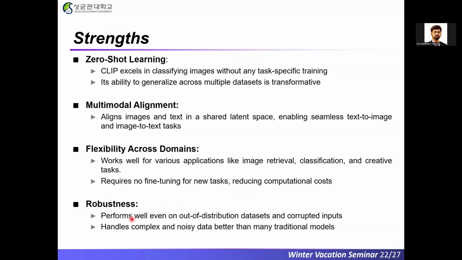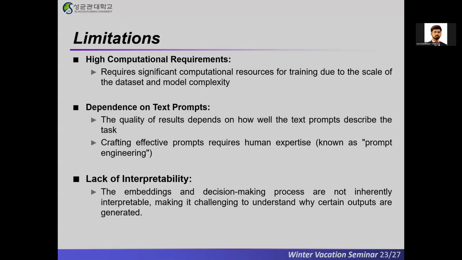The other thing is robustness. It performs well even on out of distribution datasets and corrupted inputs. It handles complex and noisy data better than many traditional models. Now, talking about the strengths, what are the limitations?